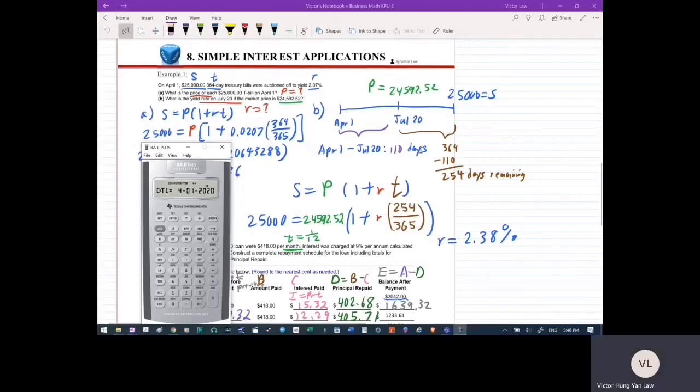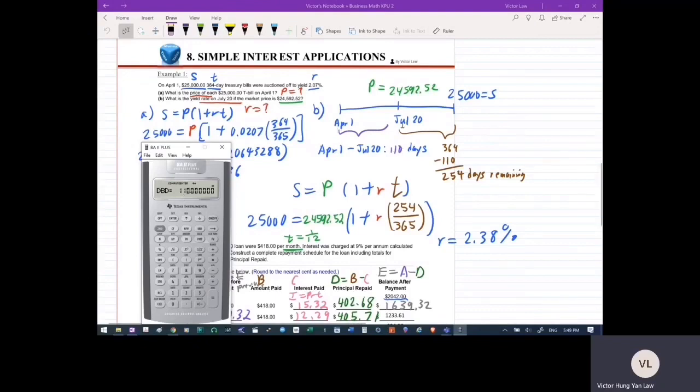Then our second date is DT2. We go down to DT2 and put the second date, which is July 20th, 07.20, and again we're assuming 2020. So put 20, press enter, and that will set DT2 to July 20th, 2020. Then we go down and press compute to calculate the days between. It'll give you 110 days. So between April 1st and July 20th, there are 110 days.